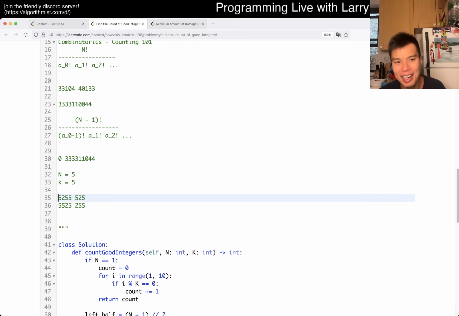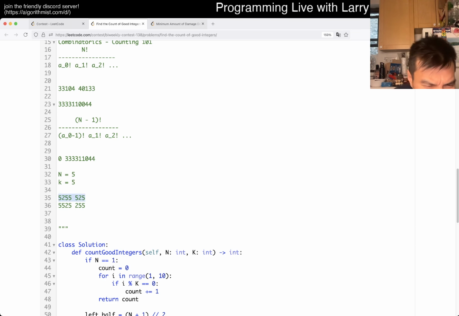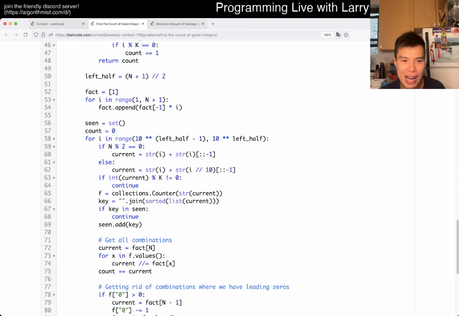So then here, yeah, they're both divisible by 5. The left half looks like this for here, and the left half looks like this for here, right? But you know that you're double counting because they both have 5 5s and 2 2s, right? So that's basically why I have this thing, is that I created a normalized version of the input, and then if we've already seen this normalized version, then we just skip it.